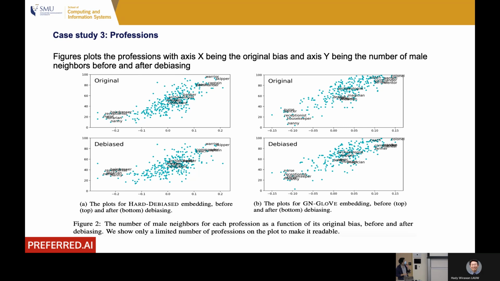The third experiment is that they take some profession words and plot them on the axes. Here the y-axis is the number of female words in the nearest neighbors, and the x-axis is the bias correlation on the gender direction. We can see that when the bias toward male increases, the number of socially male-matched words also increases. This side has professions for male, and this side professions for female. This experiment also concludes that for profession words, after debiasing, the gender bias is still contained in the word embedding.